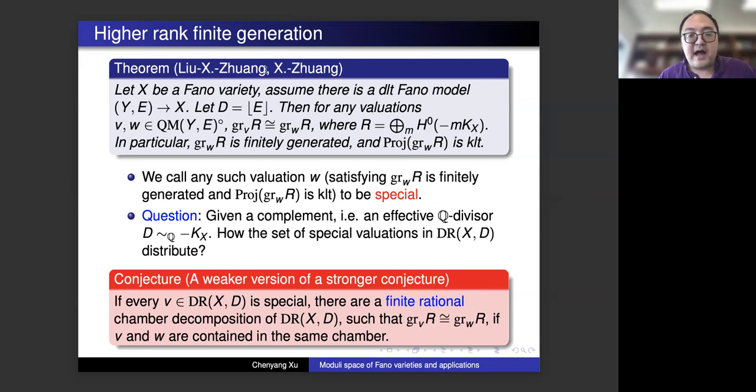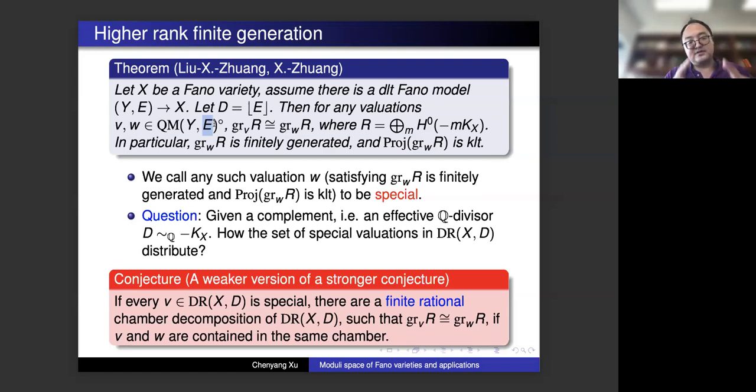some picture. So if I have some DLT Fano model (Y, E), so Y maps to X is birational, and (Y, E) is DLT, and minus K_Y minus E is ample. That's what I call a DLT Fano model. And now I take, here, this E should be D. So now I take the coefficient one part of this E, I call it D. So now I look at (Y, D), of course they are simple normal crossing at generic points.